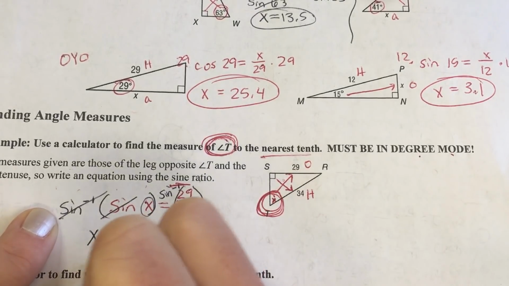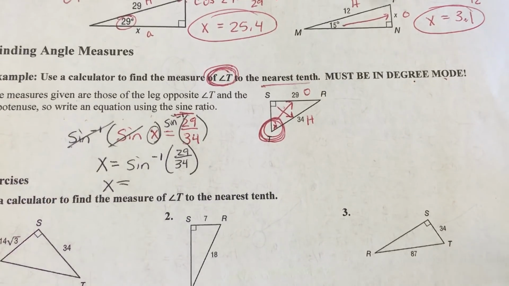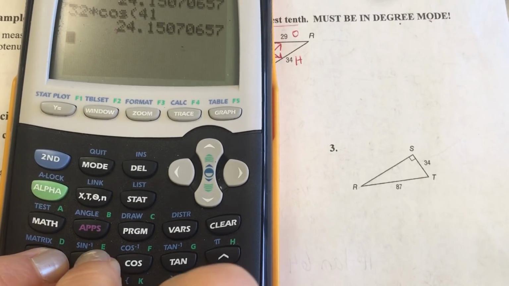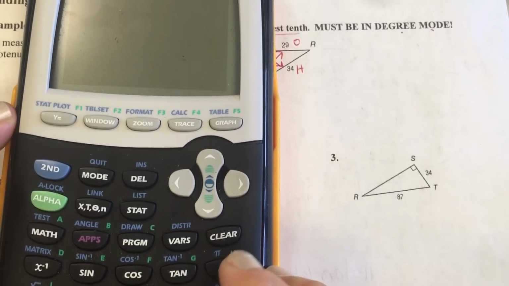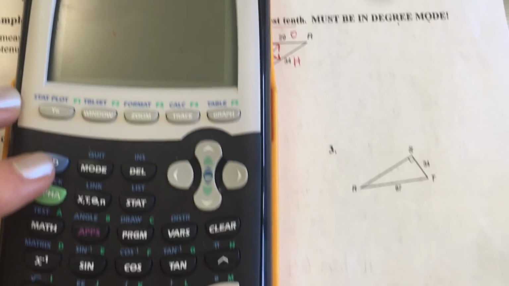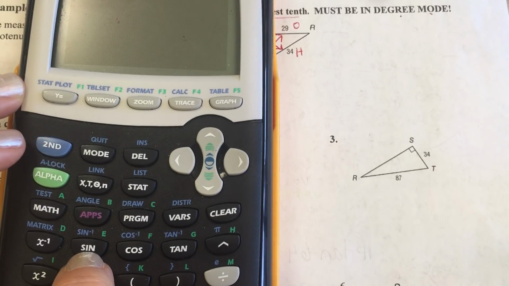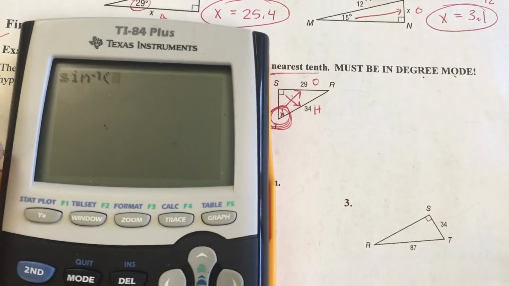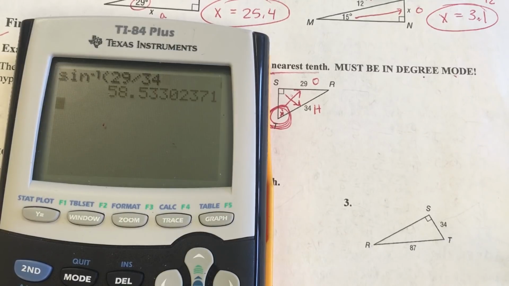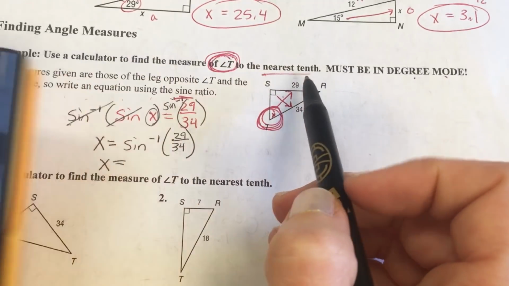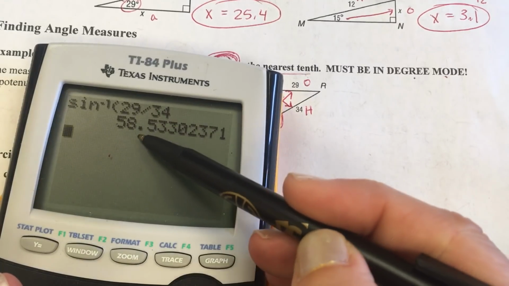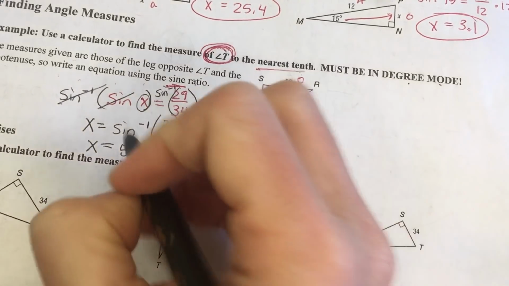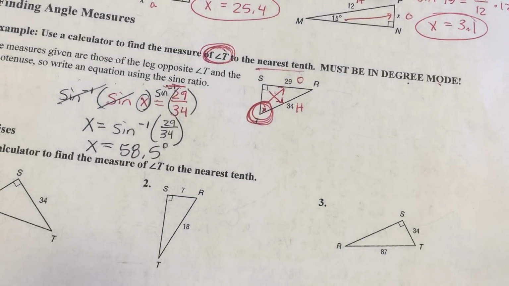And you put this in your calculator. So let me show you how to do that real quick. Inverse sine is right here above the sine. It's in blue on my calculator. So you hit second sine. On everybody's calculator, this should work. Second sine, and then you get that -1. Then you type in the fraction, 29 over 34. It said round to the nearest tenth, so that's going to be 58.5. And remember, this was an angle, so it's actually degrees.